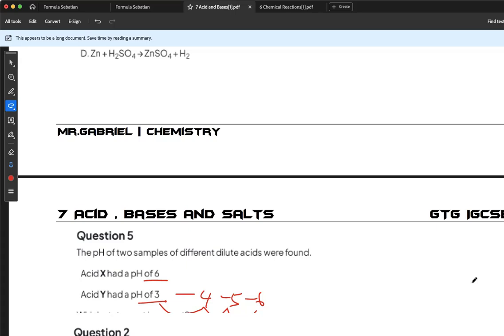Here's what? Metal, acid. I said salt. This is correct. So what's wrong with this equation? Here's what? Wait, CO3 is not right, only this. That's it.